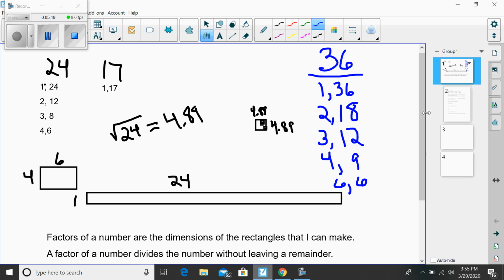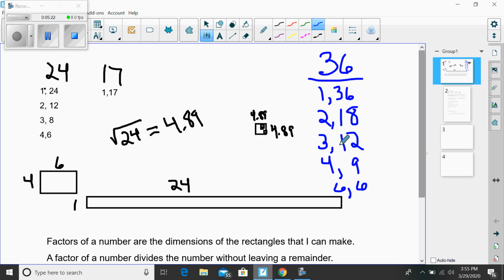And as soon as I repeat, I know I'm done. All right, so all of these are factors of 36. All of these numbers divide 36 without leaving a remainder.